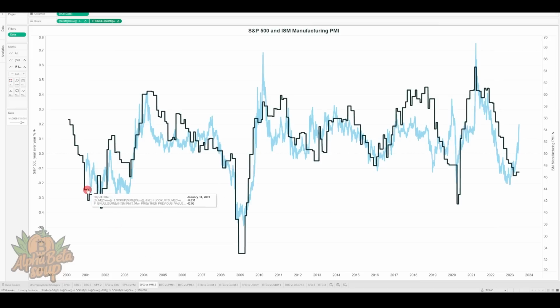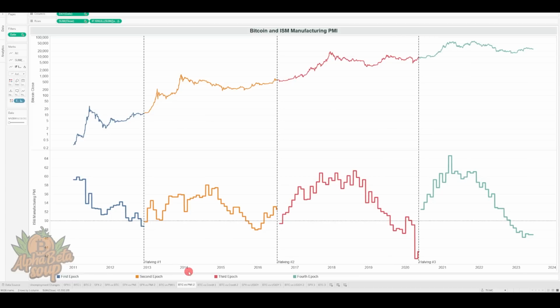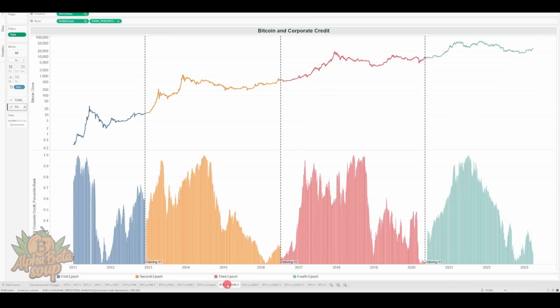We've shown that the S&P and the PMIs follow each other in rate of change terms, in terms of expansion and contraction. That has an effect on the gains of the S&P on a year-over-year basis. We also showed that Bitcoin, because it has that relationship with the S&P, too follows the PMIs in bullish and bearish cycles. We discovered that corporate credit does a similar thing.